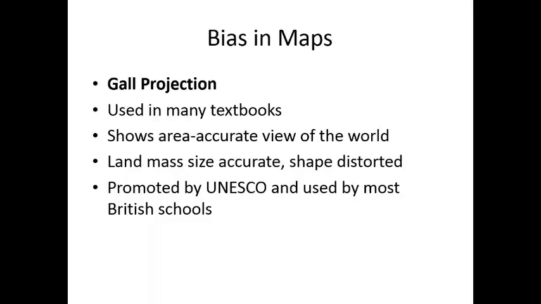So here the compromise being made is that yes, if one continent is bigger than another, if Africa is bigger than Europe, it looks bigger on the map, but its shape ends up being distorted. So in the Gall projection, for example, Africa is elongated in order to account for its size differences. And this has been promoted by groups like UNESCO and has been used in British schools.